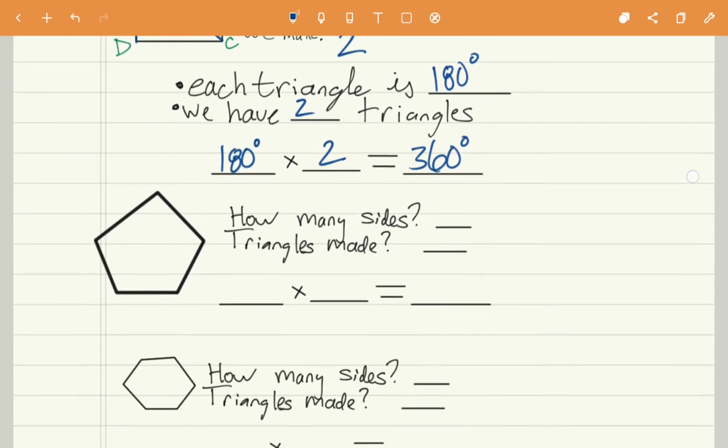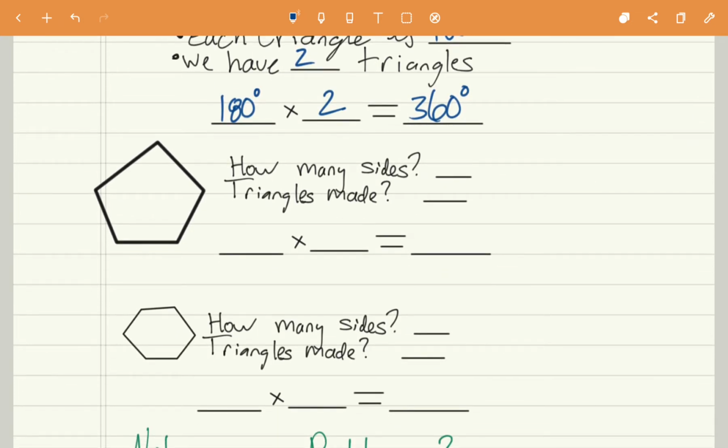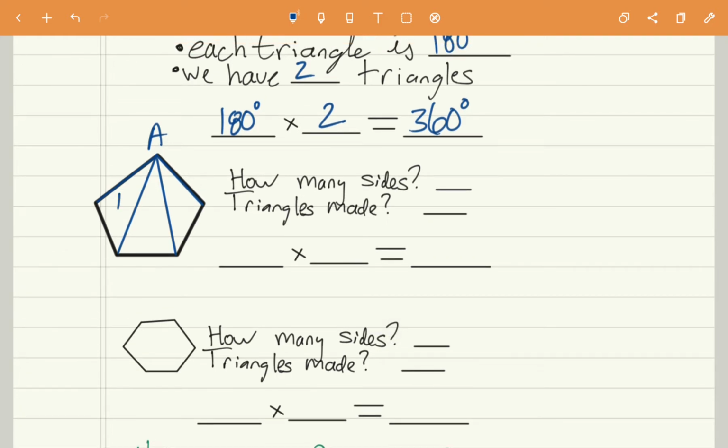Okay, let's try another one. Now we have a pentagon. It's a little lopsided, but we're going to do the same thing. Let's start from some point A and connect it to every vertex. We don't need to connect it there. Connect it here, connect it here, and here. And we have 1, 2, 3 triangles. So we have 5 sides, 3 triangles. So 180 degrees for the triangles times 3 gives us 540 degrees.